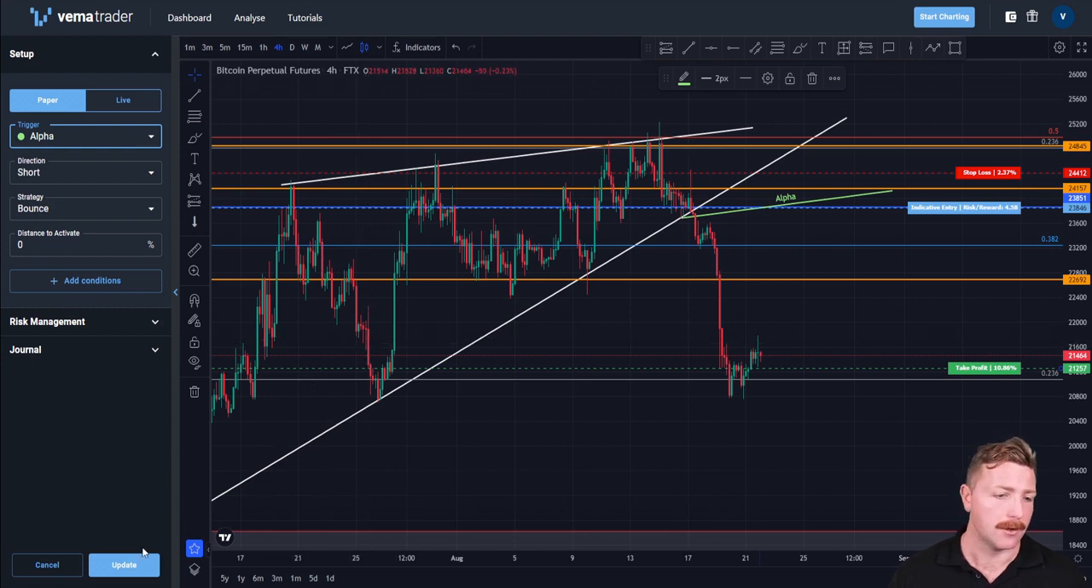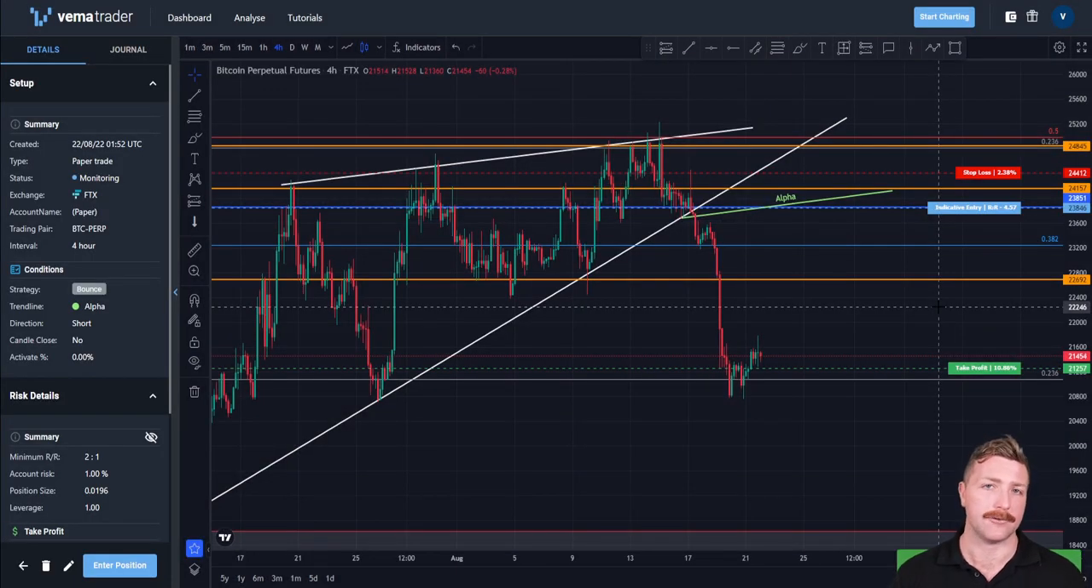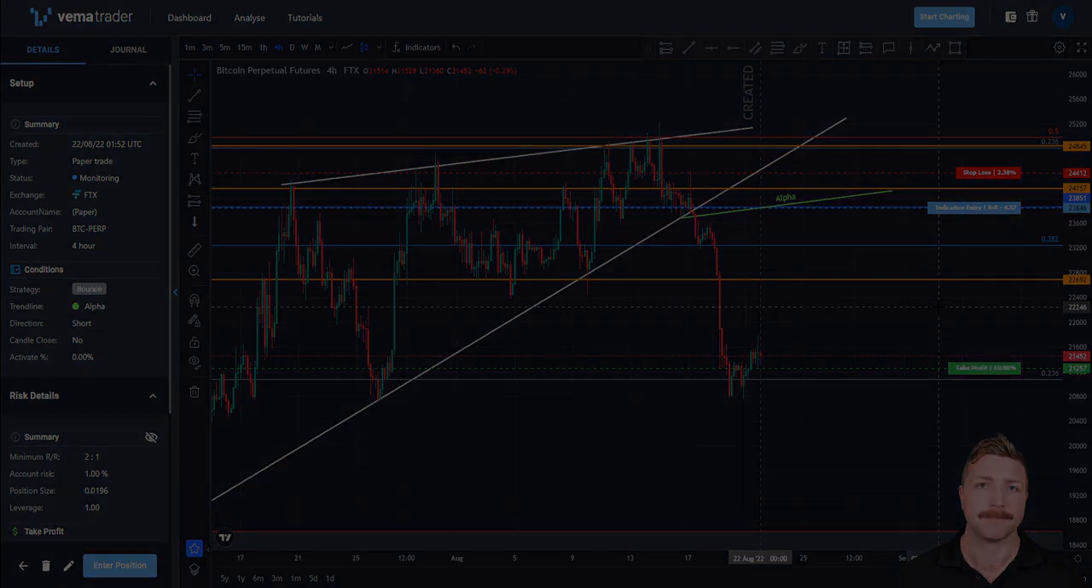Like we said before, once you're done, all you have to click is update. Then you want to confirm that. And then that trade will now be set up how you wanted it done once you edited that trade. So really handy feature. It stops you from setting up those trades from scratch again.